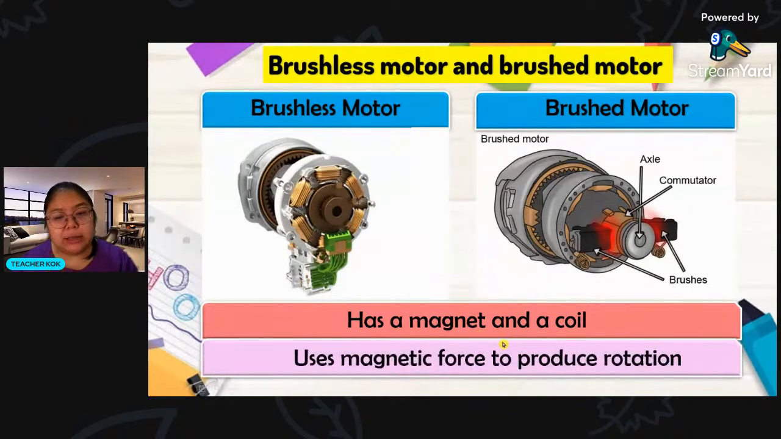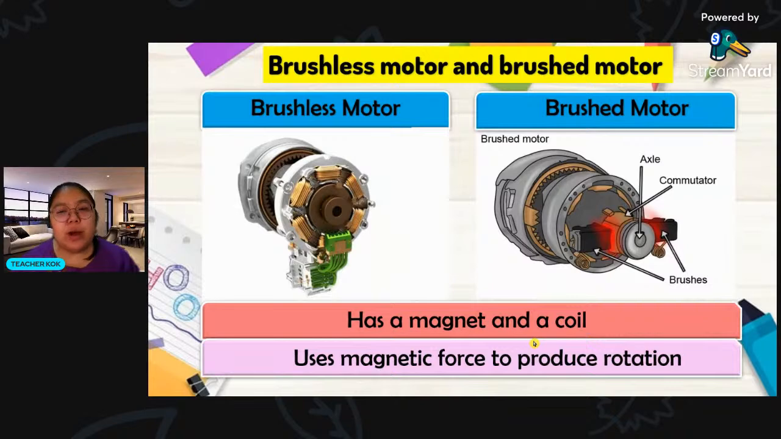They use the magnetic force to produce the rotations. Both also need to produce the force. Finally, the motor can be turning. It's the same concept. Both also produce the same concept.